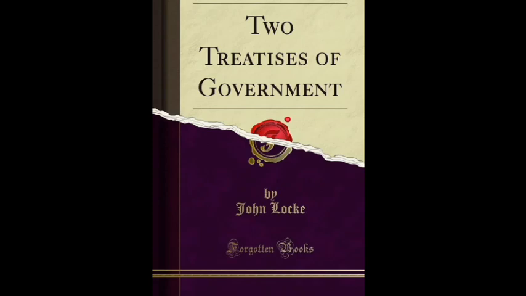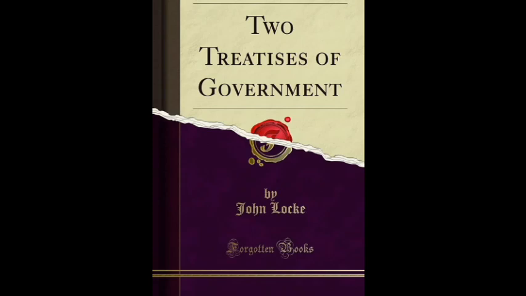Rather than focusing on the idea of divine right, Locke proposes an alternative theory of political authority. His central argument is that political power is not inherited or divinely ordained, but is instead derived from the consent of the governed. This foundational idea becomes the cornerstone of his political philosophy and will be further developed in the second treatise.